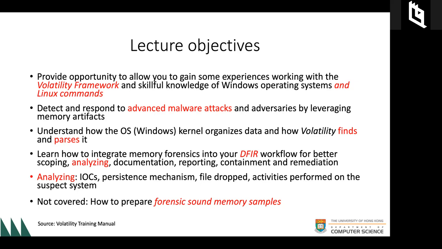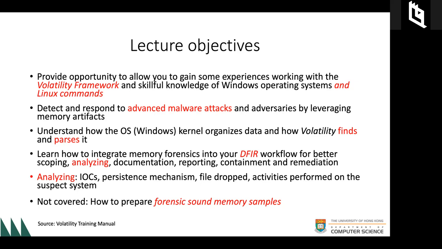Today we use the Volatility framework. We'll learn how to use this framework to analyze the IOCs, what we call the indicators of compromise. We may be able to find a persistence mechanism. Let me refresh your memory from when we covered persistence mechanisms, the auto-start locations in behavioral analysis.